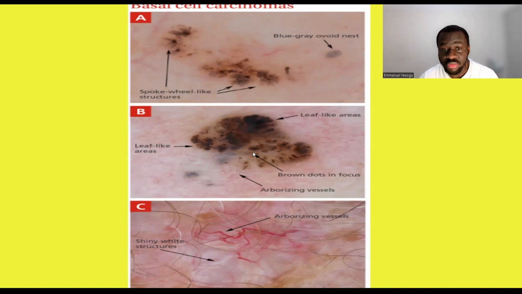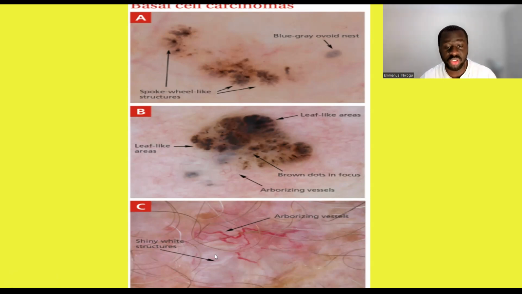Brown dots in focus: you could have some brown dots, a very common feature. Arborization, your branching vessels: you can see arborizing vessels, and how this blood vessel here is branching. You can see lots of branching, lots of vascularity going on within this basal cell carcinoma.